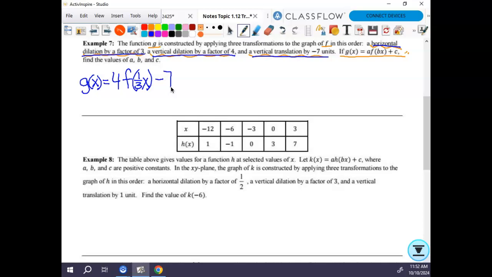Everybody good on that? Then to actually answer the question, they're asking me for A, B, and C. A is 4, B is 1/3, and C is a -7. And you got to pay attention to the fact that that is -7. This is plus C. That's why I put the -7. So always make sure that your signs make sense from what they gave you. Okay? What questions you got?